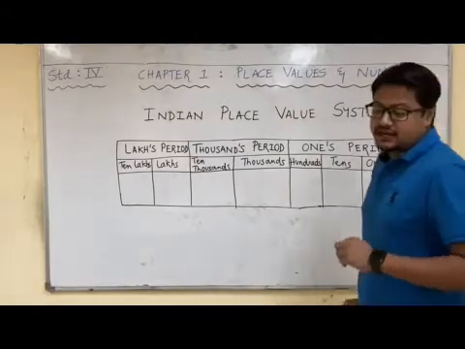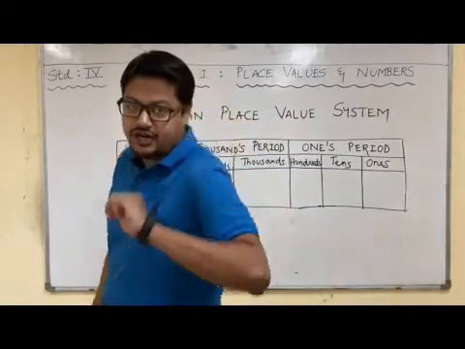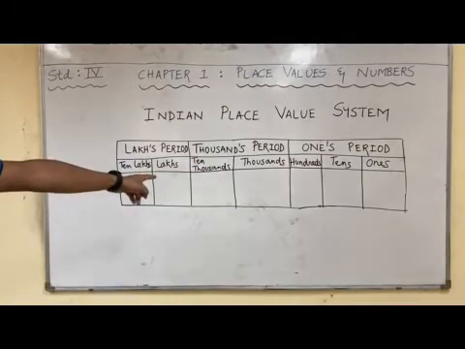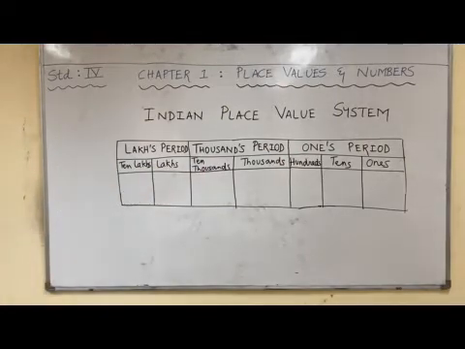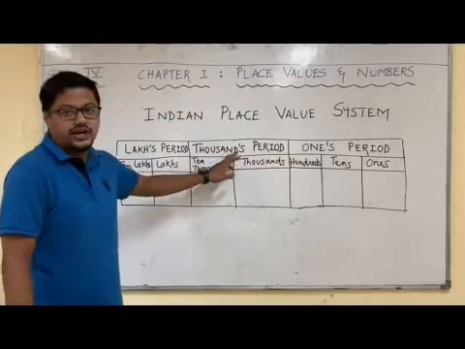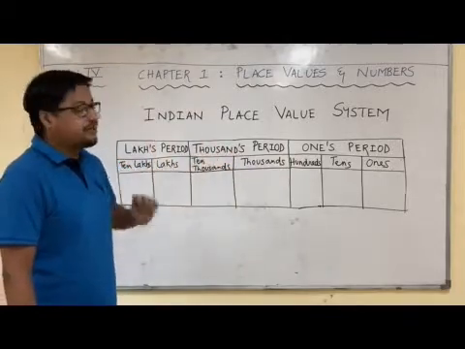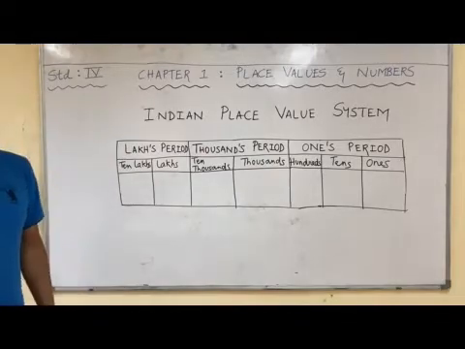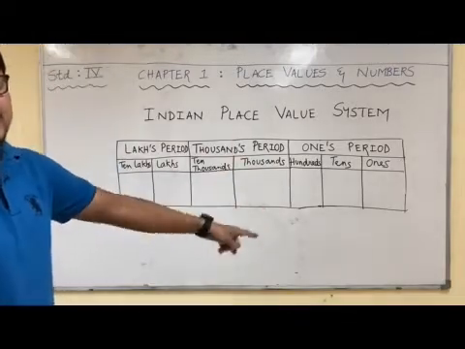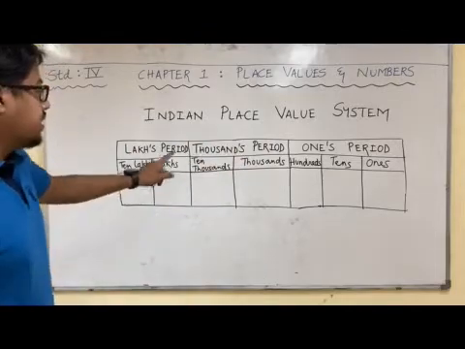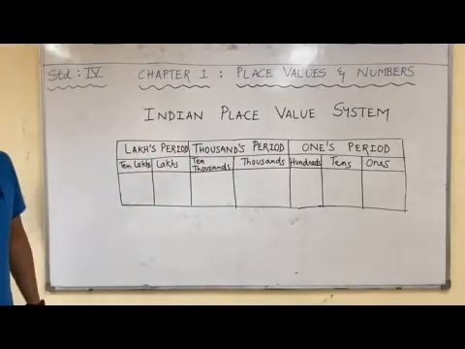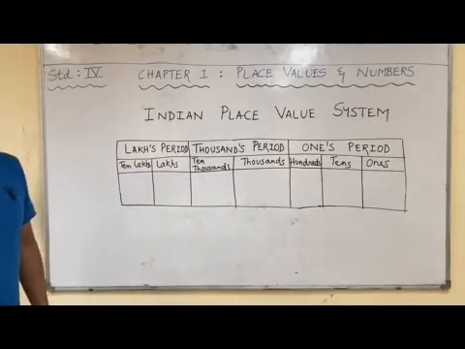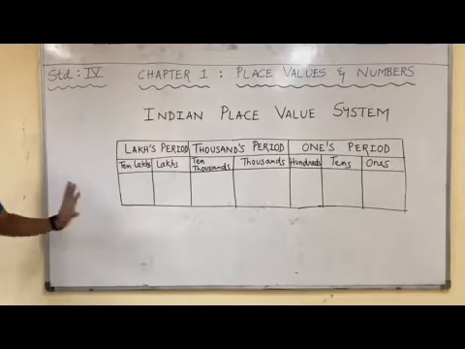How many periods are there in the Indian place value chart? 3 periods are there. Which are they? Ones period, then thousands period, then lakhs period. Please remember, after the ones period there is no hundreds period and no tens period; directly we have the thousands period, then the lakhs period. Inside the ones period, there are 3 places: ones, tens, hundreds. Inside the thousands period, there are 2 places: thousands, 10,000s. Inside the lakhs period, there are again 2 places: lakhs and 10 lakhs.